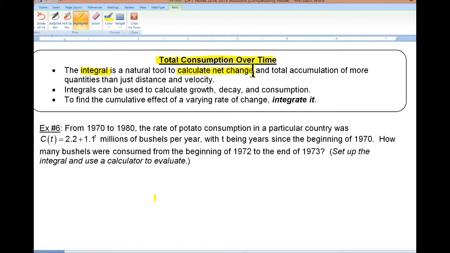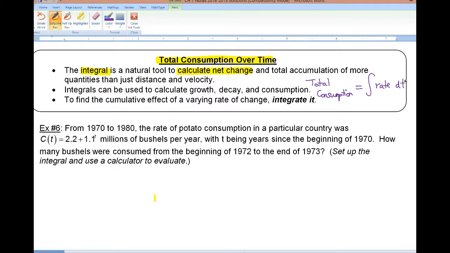C of T. So C of T is a rate. So whenever we're looking for total consumption, the total consumption is going to be equal to the integral of the rate at which something is changing or being purchased. And this is usually with respect to time. Not always, as an example.